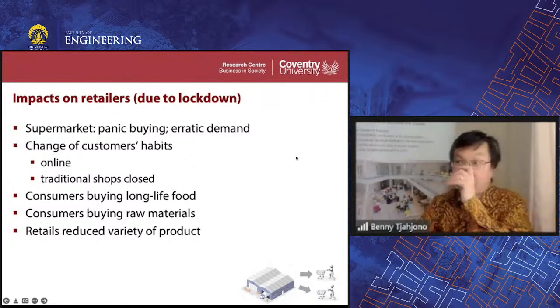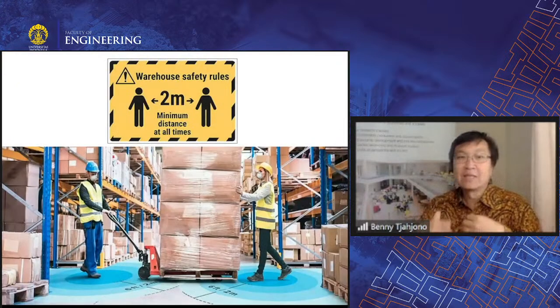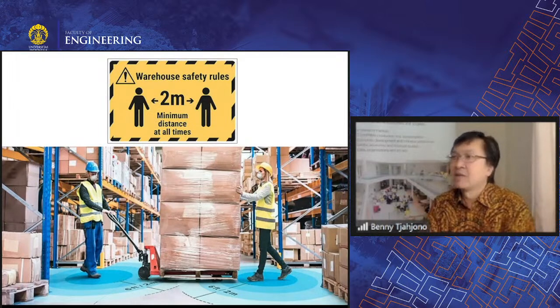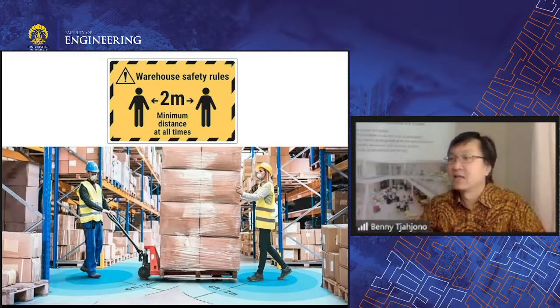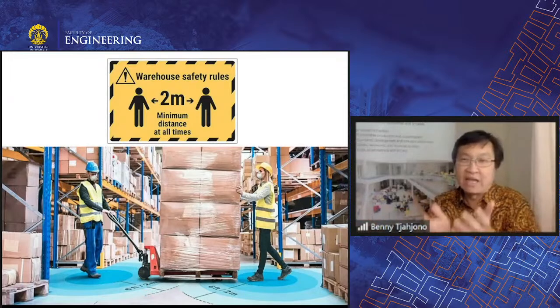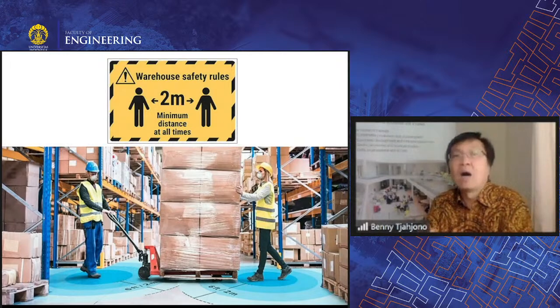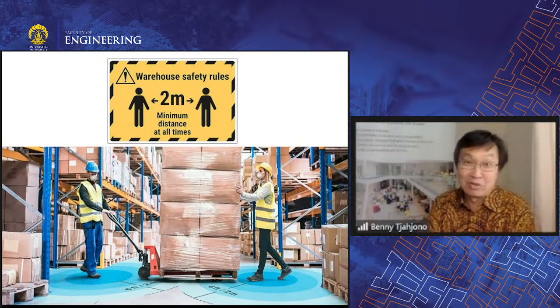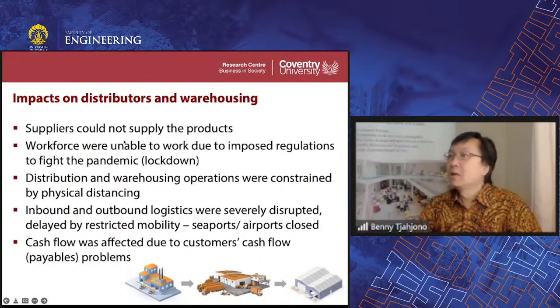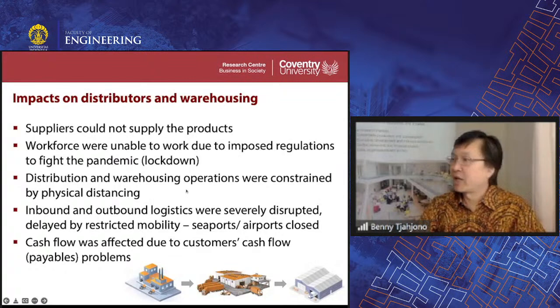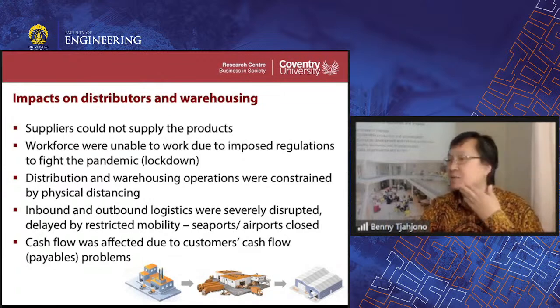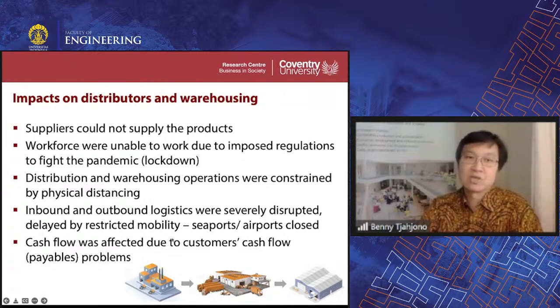In this case, the warehouse. The warehouse has to be able to meet the sudden, erratic, random demand of the supermarket or the retailer. But the problem is that in the warehouse itself, there were a lot of restrictions. For example, the safety distance, which means that the speed with which they used to supply their supermarkets was dramatically reduced at that time. The workforce was limited, and distribution and warehouse operations were constrained. They also had problems with cash flow due to customers' payable problems. So there are so many problems in the warehouse.